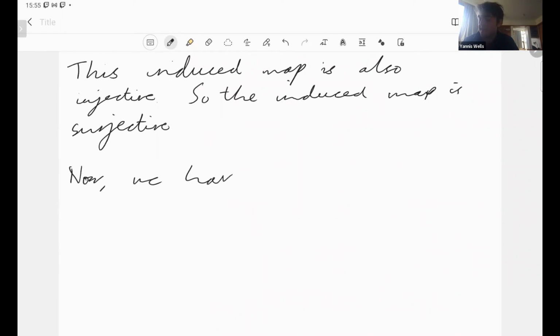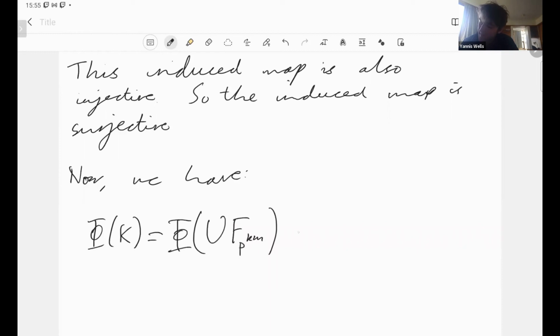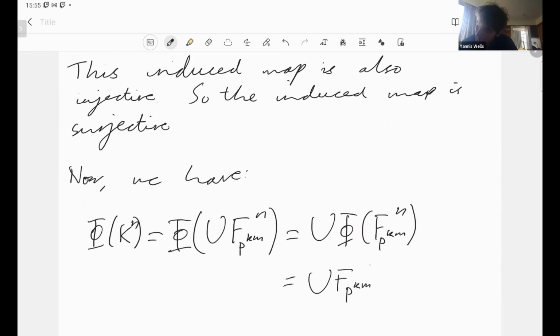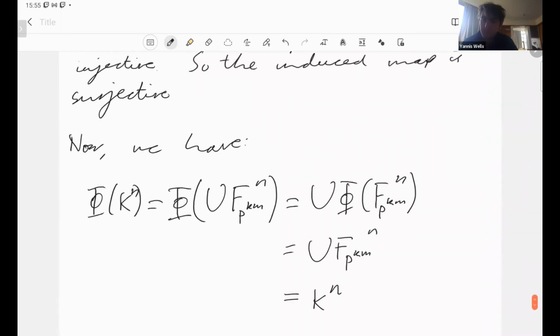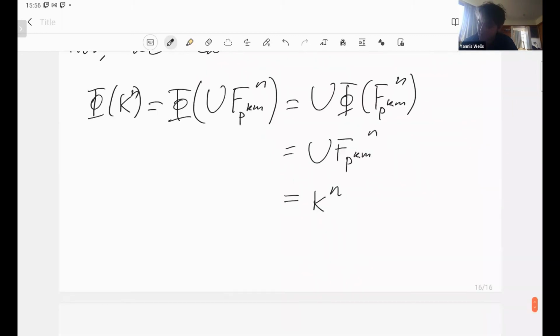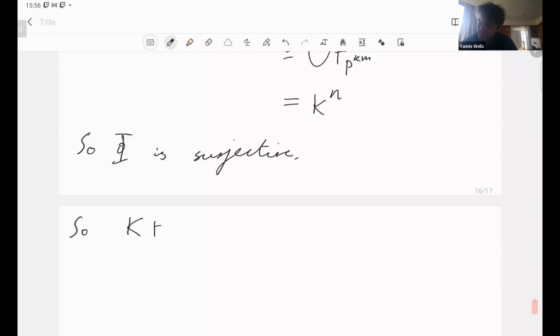Now, we have the following. Phi of K is phi of the union of F_{p^{mk}}, which is the union of, sorry, forgetting my n's. And we've just reduced it: phi is surjective, because this being true is clearly true if it's true for every polynomial map.